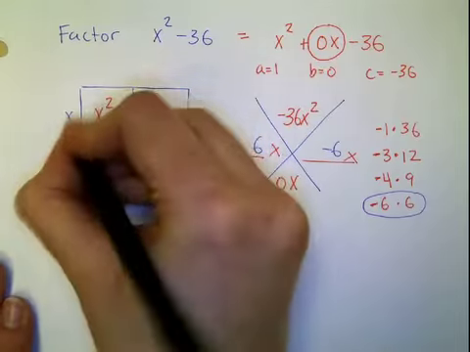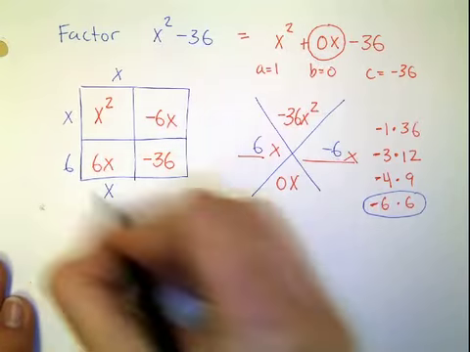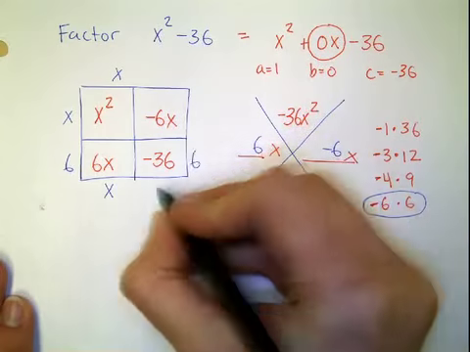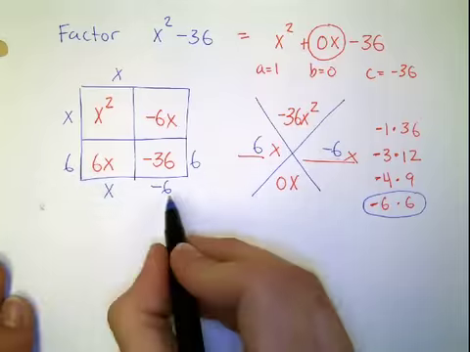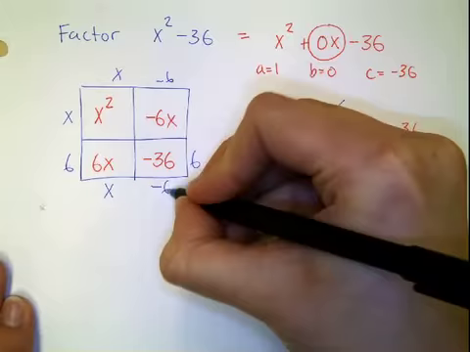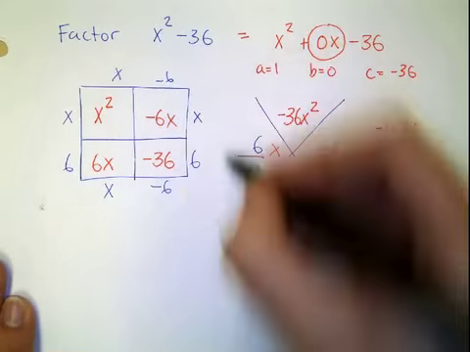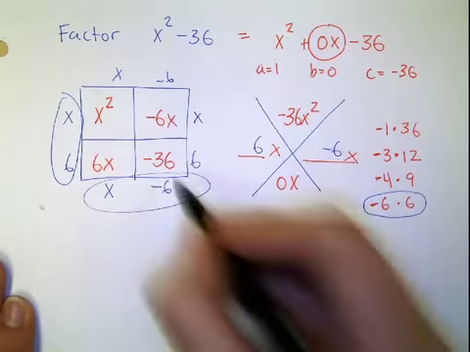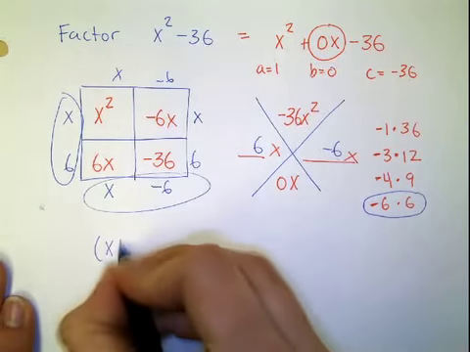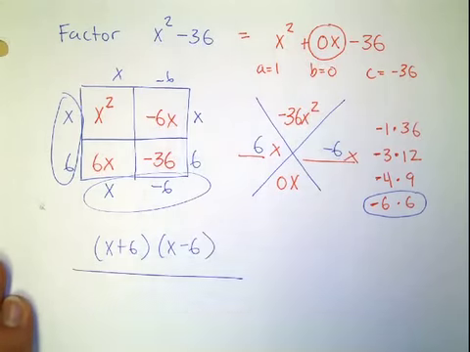Now you're ready to go around the outside edges. So x times x is x squared, x times 6 is 6x, and 6 times negative 6 is negative 36. And if you copy all the other edges, like you copy the negative 6 from the bottom to the top and the x from the left to the right, it matches in every corner when you times them. It works. So my factored answer is this. My two parentheses are x plus 6 and x minus 6. And I got my answer, factored.